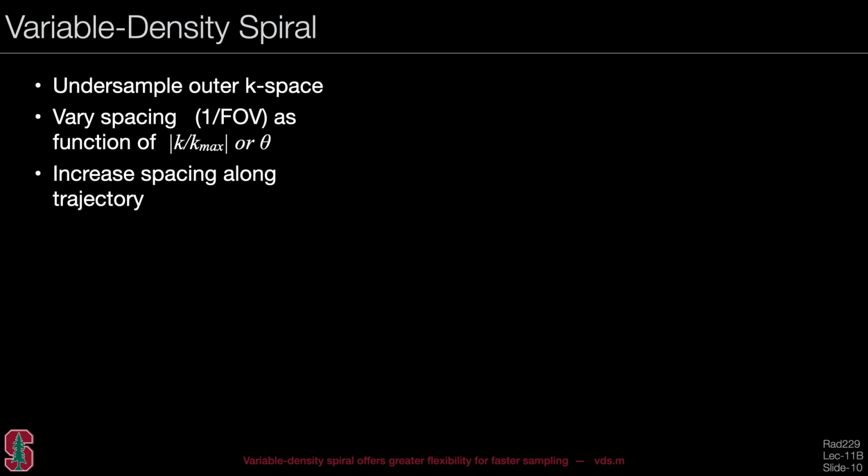Let's now look at variable density spirals. Here the goal is to actually undersample the outer k-space to improve the imaging speed. One way to do this is to vary the spacing, which is 1 over the field of view, as a function of the k-space radius, or equivalently as a function of the angle theta of the spiral. Another thing you can do is increase the spacing along the trajectory. So here's our spiral equation, given again, but now the field of view is given as a function of theta.